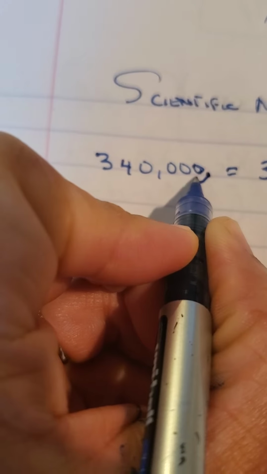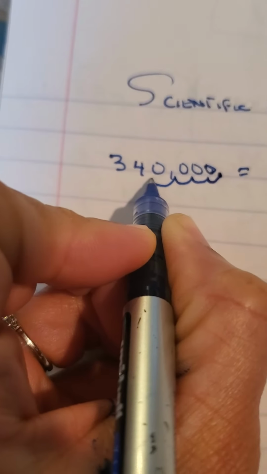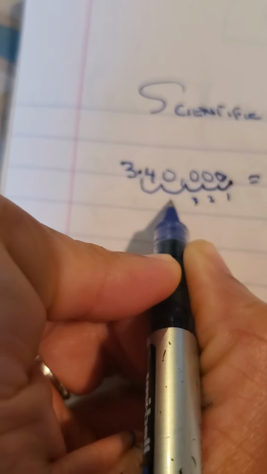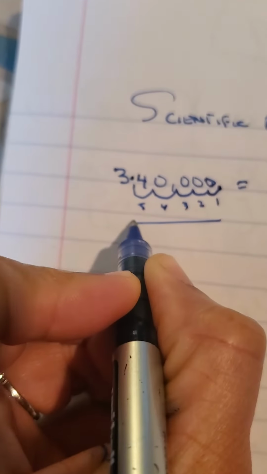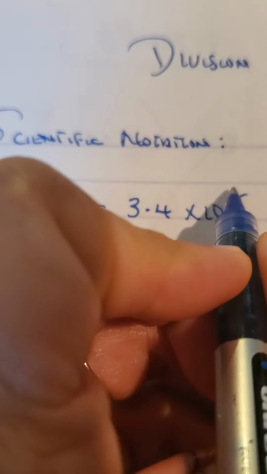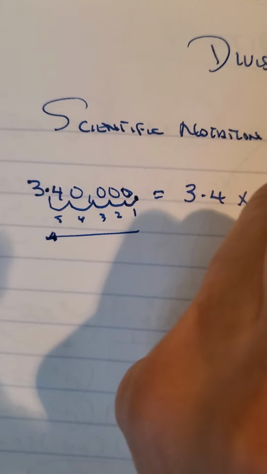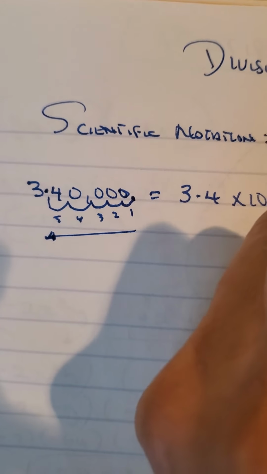So we would have to move 1, 2, 3, 4, 5 places. See that? 1, 2, 3, 4, 5 places. Okay, I move 5 places right to get to my 3.4. Hence, that's where I got my power, right? To the fifth power because I moved 5 places. That's what I did. I moved 5 places right. So my solution here is 3.4 times 10 to the 5.